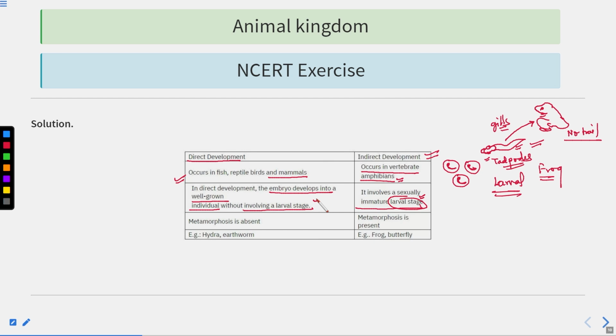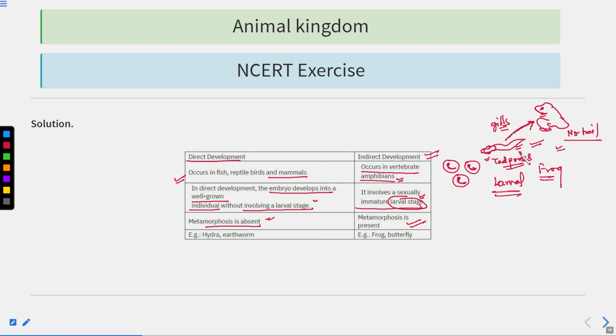It doesn't happen like that, where the child is born with a tail, and when it changes to adult, the tail vanishes. It doesn't happen like this. Not even any internal organ disappears and a new one develops, as you can see in the case of indirect development. So this is a major difference. Metamorphosis is absent here, and here the metamorphosis is present. Here you can see some of the organs developed or replaced by some other organ. So this is showing the metamorphosis.